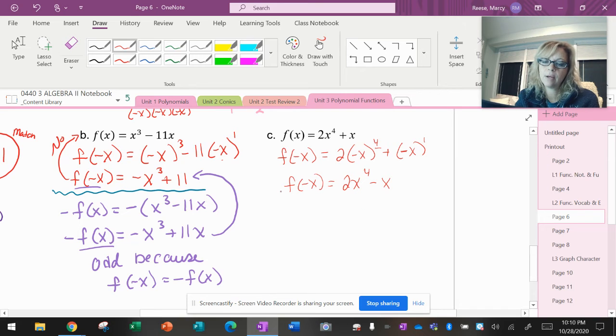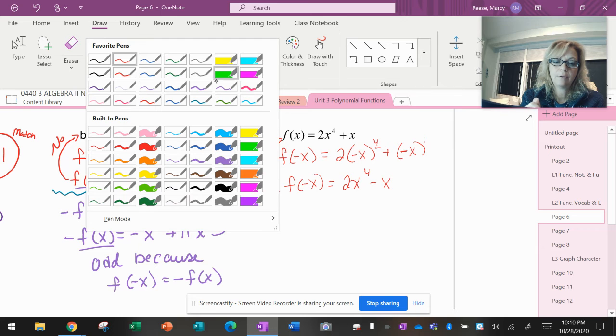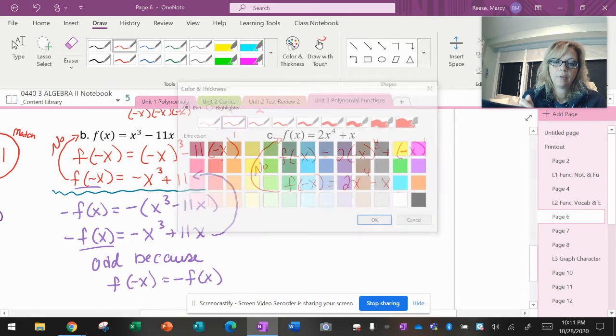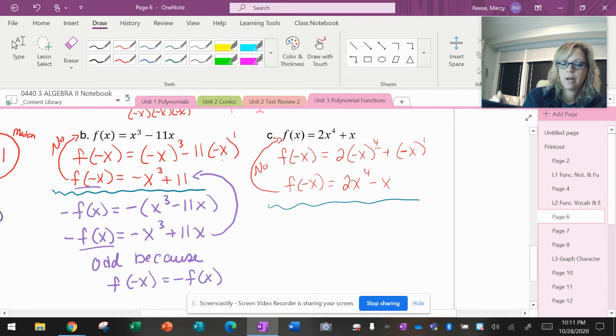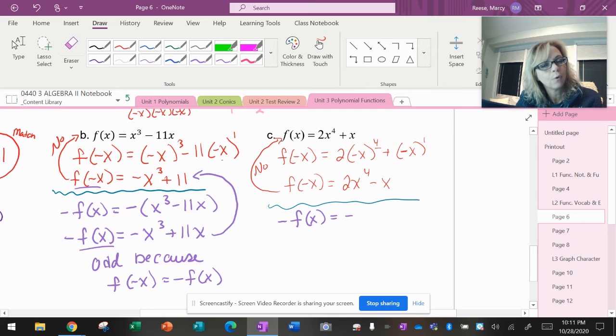Now I go back and I go, does that match the original? So I say no, so it's definitely not going to be even. Okay, so now we're going to test for odd. Let's go through and test for odd here. We'll color code. So this is my odd test. Right, so I put a negative in front of the whole function.